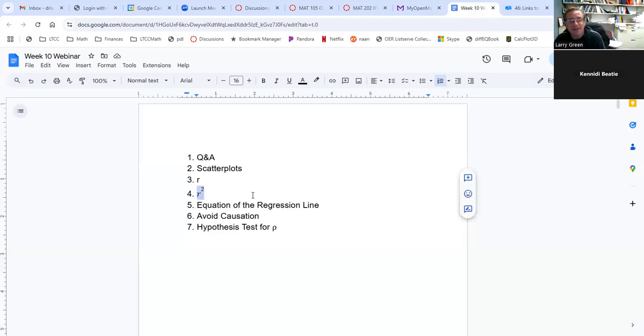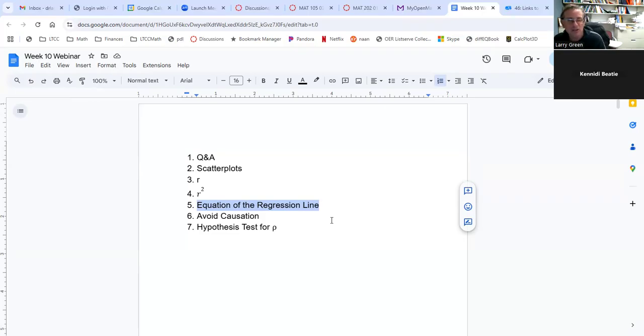Then we'll look at R squared, which, yes, is the square of R, but interpretation-wise it is more than just the square of R. It's going to have its own special interpretation that is very important and very helpful for all kinds of things. So we'll talk about R squared. We'll also talk about the equation of the regression line. If you have a scatter plot that has a high R squared, then it's going to kind of look linear, and you want to see what is the equation of that line that it kind of looks like.